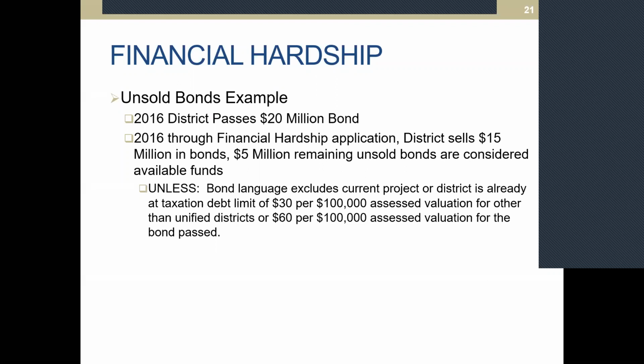Again, it's the debt limit of the tax cannot go over that $30 per 100,000 of assessed evaluation for non-unified districts, or for the unified district, it cannot cause the tax to go over $60 for every 100,000 of assessed evaluation. So if the district's already at that limit, or the sale or the partial sale of that remaining $5 million will cause it to go over that tax limit, then those funds would not be considered available. And again, if there's any questions, we can help the district walk through that and determine what that tax limit is, and whether or not those remaining funds will be considered available funds or not.